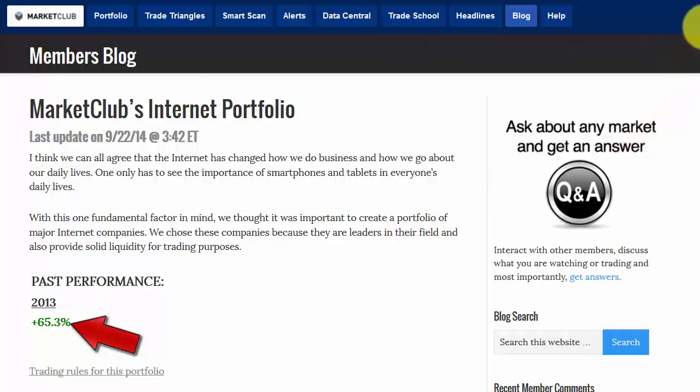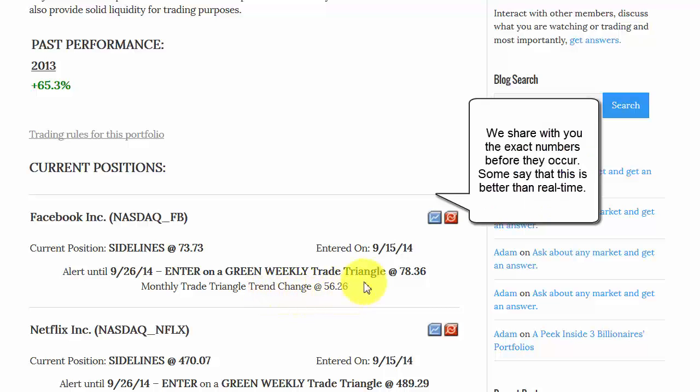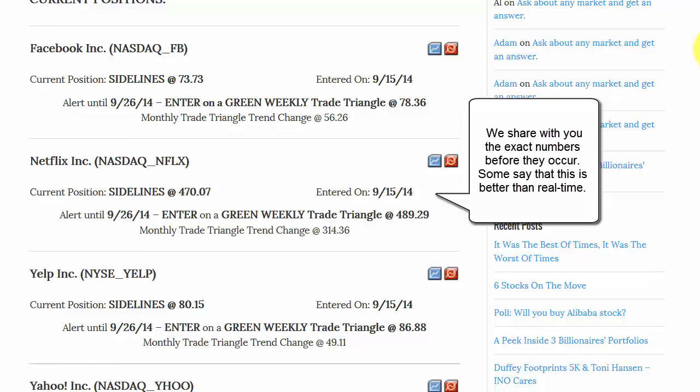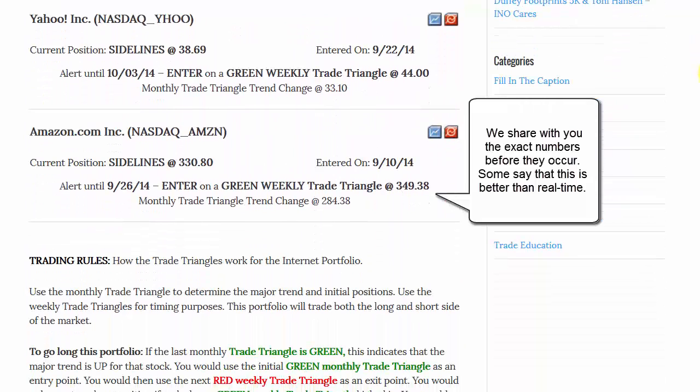But the interesting thing here is that we show you exactly what we're doing. We show you our current positions: on the sidelines at 73. Now this alert is until 9/26, and we would enter on a green weekly trade triangle at 78.36, and a monthly trade triangle trend changes at 56.26. So we tell you the exact numbers you want to be looking for in all of these six internet stocks which you see: Netflix, sidelines. Yelp, sidelines. Yahoo, sidelines. Sidelines on Amazon.